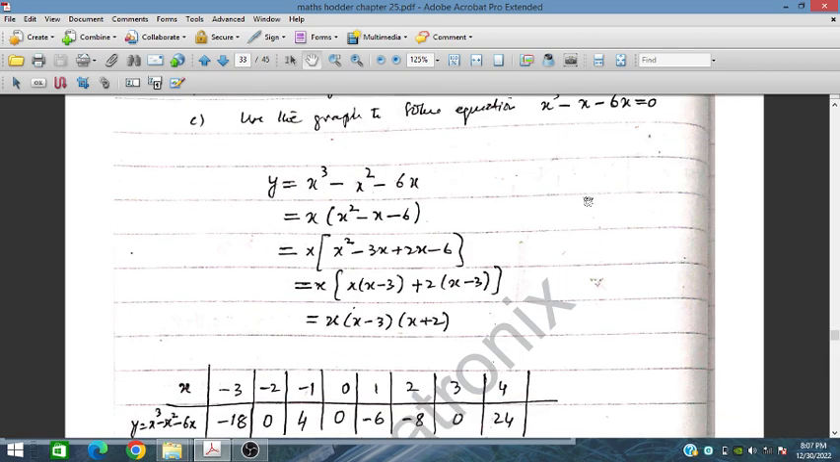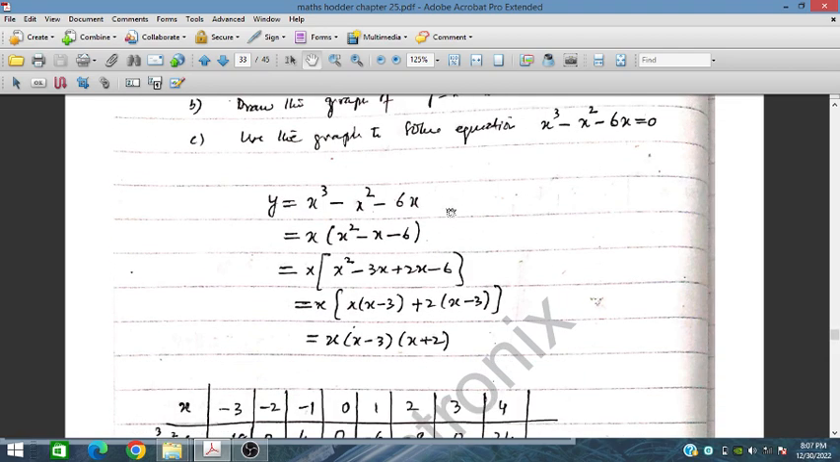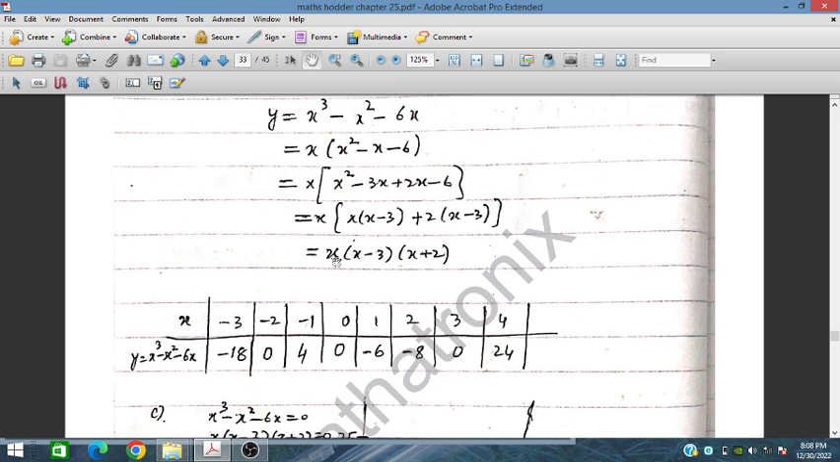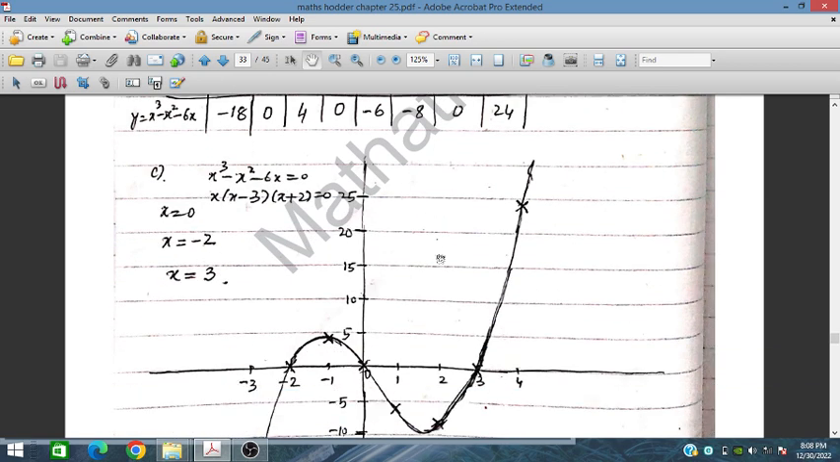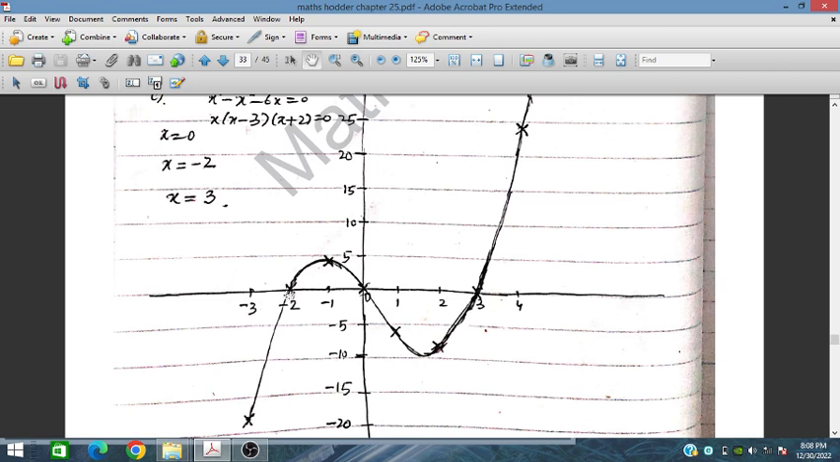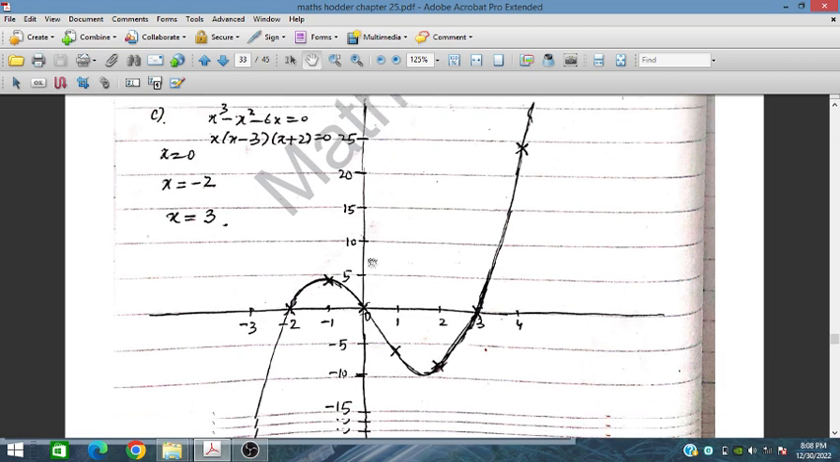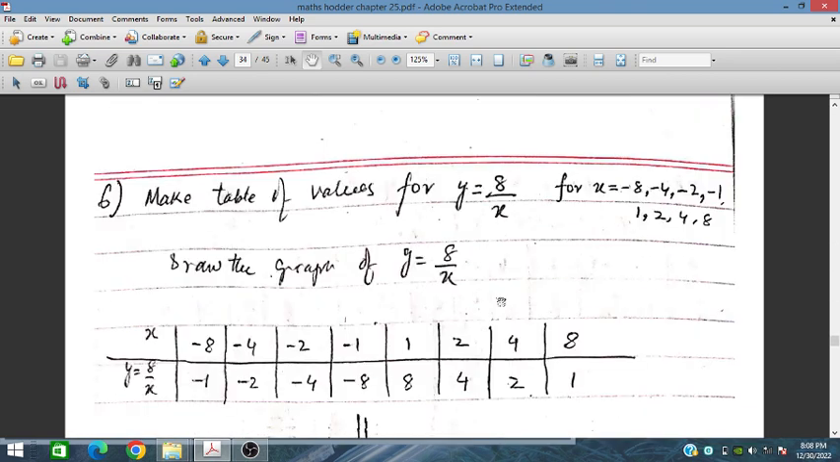So we can see that at 3 points this is crossing 0: at x is equal to 0, at x is equal to 3, and x is equal to minus 2. So x is equal to 0, x is equal to minus 2, and x is equal to 3. So these are the 3 solutions. We can see it here in this graph.